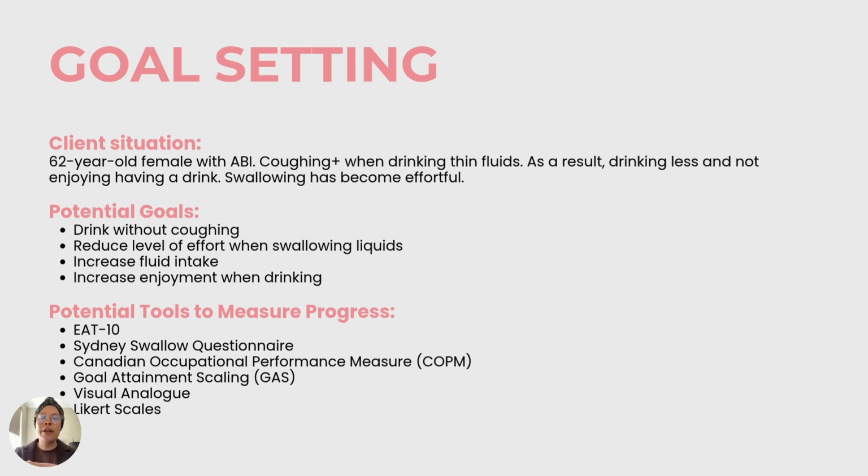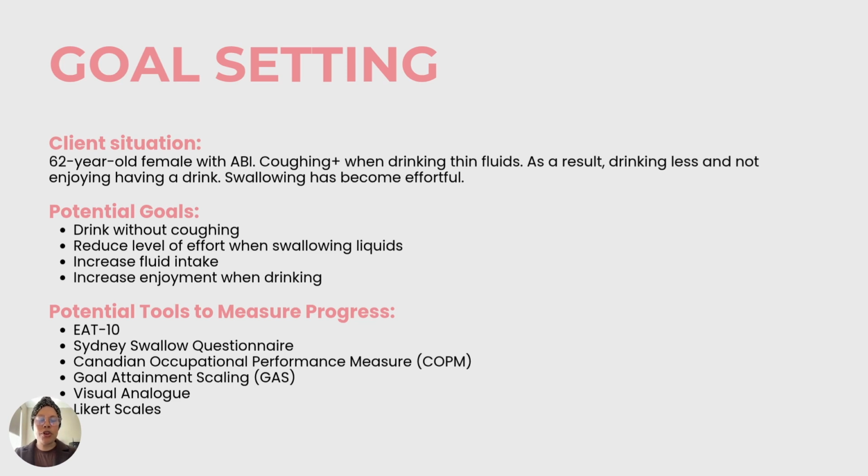So, for example, let's use a goal of drinking without coughing. We'd ask the client to rate how well they think they're doing at the moment on a scale of 1 to 10. And maybe they give that a rating of 5 out of 10. Then we ask the client how satisfied they are with their performance, and they give that a rating from 1 to 10 as well. And maybe that's a 2 out of 10, so they're not very happy with their performance.